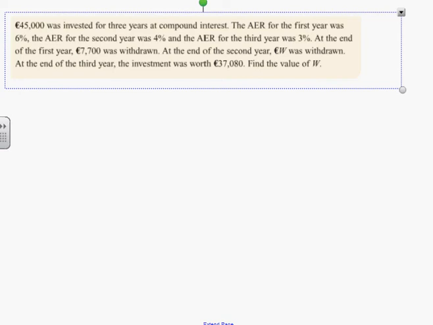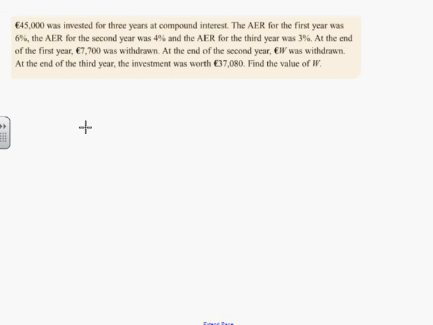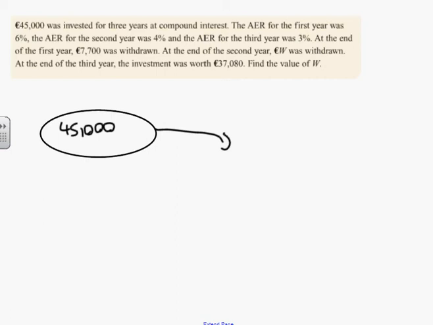This one here, reasonably easy. I've started doing these sort of like a bubble diagram nearly, okay? Like this. So you start off year 1 with €45,000. You then travel over here and you have your new amount, so that's the start of year 1.